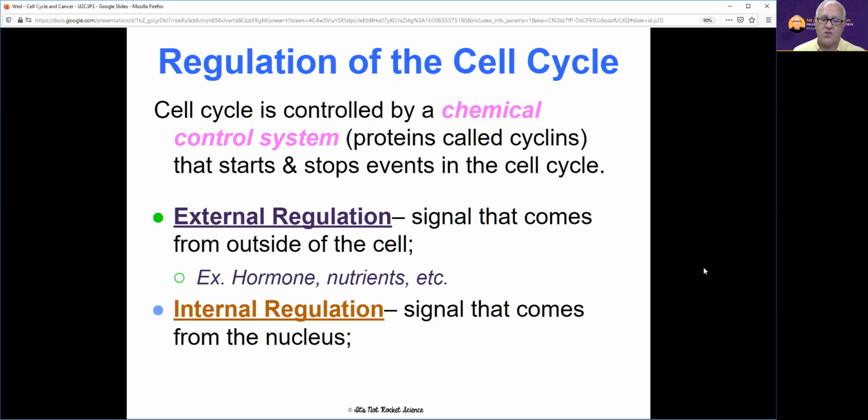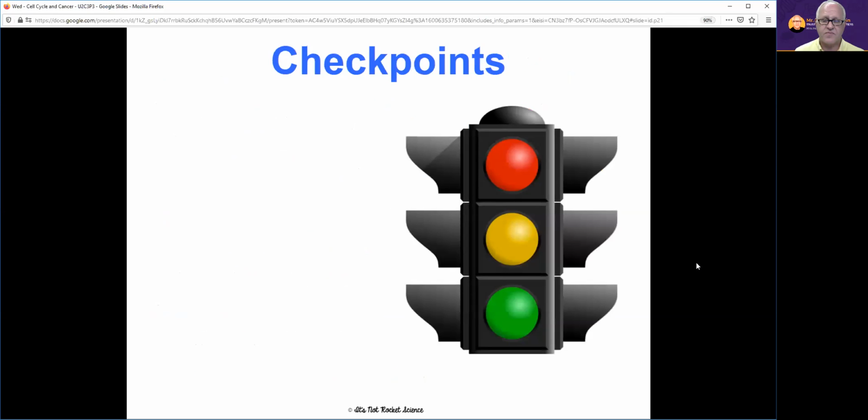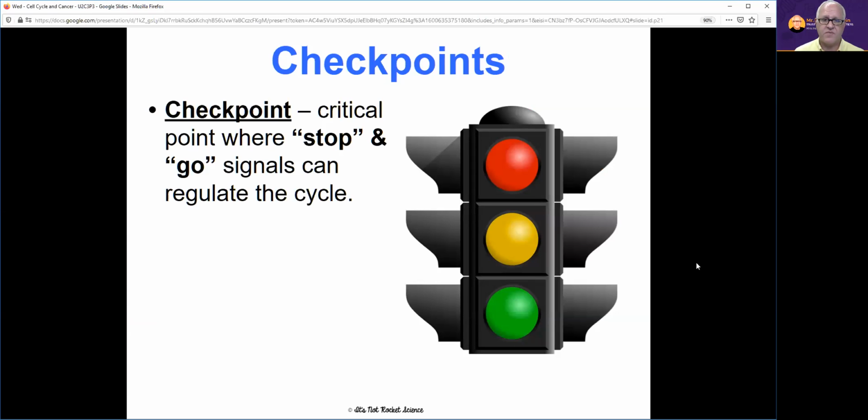Then there's the internal regulation. Those are the signals that come from the nucleus. Remember, the nucleus holds all of the DNA, which are all of the instructions. Now there are checkpoints. And a checkpoint is a critical point where stop and go signals can regulate that cycle. And if any of you have ever done any computer programming, you'll know that there is a series of checkpoints along the way within a set of instructions.